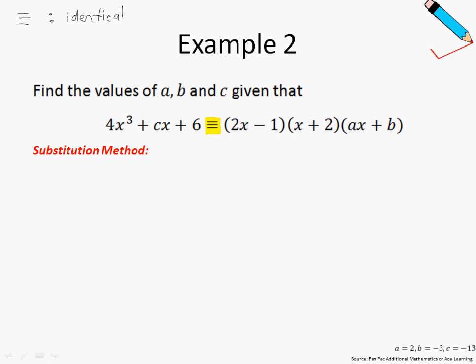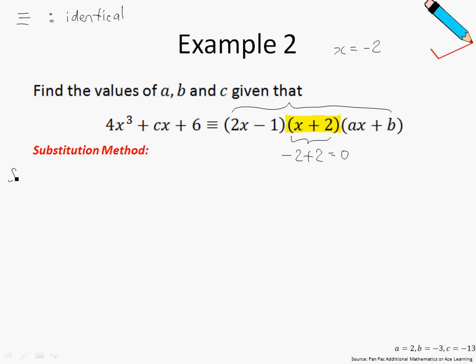into this given identity. So the first value that I probably want to pick is x equals -2. And why is that so? Because if I were to stare at the right hand side of this identity, we'll realize that we have a factorized version of x plus 2. So if I were to sub x equals -2 into this expression, -2 plus 2 gives me 0, and therefore this whole term becomes 0, and the entire right hand side of the identity becomes 0.